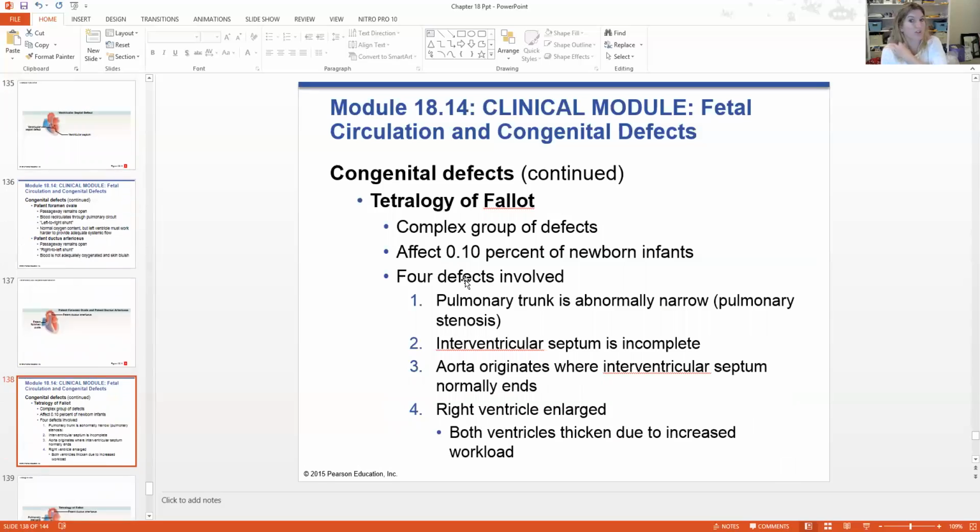There's also tetralogy of Fallot, which is a very complex group of defects. It's not just one thing, it's a whole bunch of them. Again, less than 1% of newborns have this, and it's actually 4 main defects that are involved. One is a very narrow pulmonary trunk. The interventricular septum is incomplete, so that allows for that oxygenated, deoxygenated mixing. The aorta is actually originating where the interventricular septum would end, so at the bottom, and then the right ventricle is enlarged because it has an increased workload.